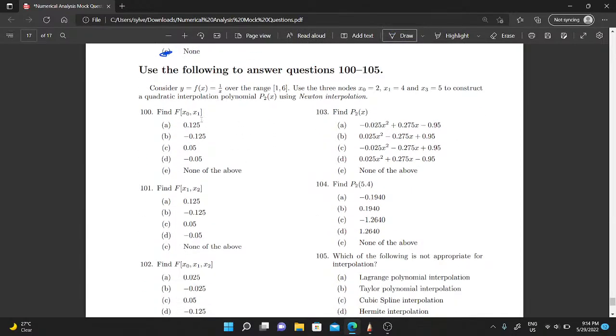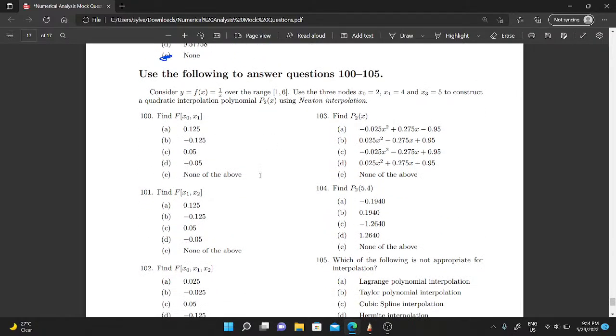Now the final 5 questions. Let's do Newton interpolation. This is similar to what we did before, so we've already done these questions and I'll just tell you the answers. For number 100, we had negative 0.2125. We had 0.05 here. Sorry, negative 0.05. We had 0.25 here.